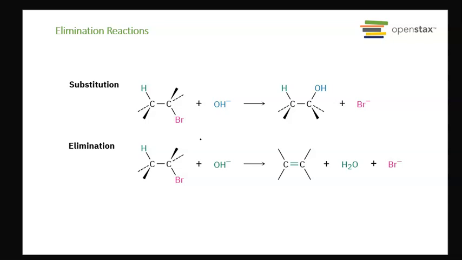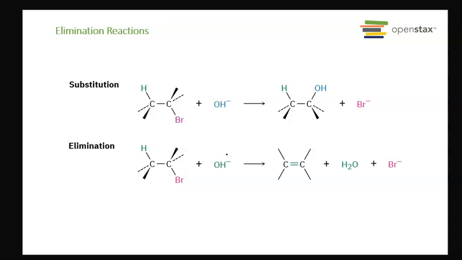We had said in the beginning of this chapter, when we were talking about substitution reactions, that species like OH minus can not only act as strong nucleophiles, but they can also bring about elimination reactions because they can also behave as bases.